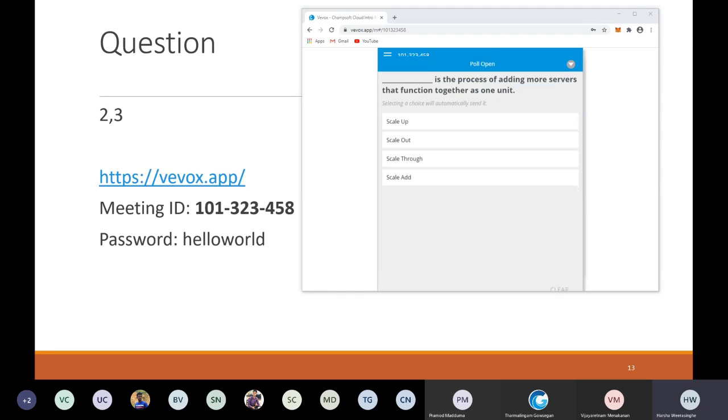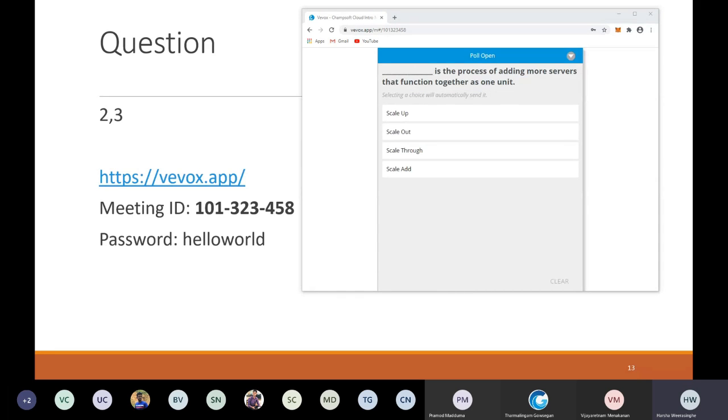So we have another question. It's asking, what is the term for the process of adding more servers that function together as one unit? Scale up, scale out, scale through, and scale add. So I got 15 out of 30, I got 13 answers. I'm going to close the poll.